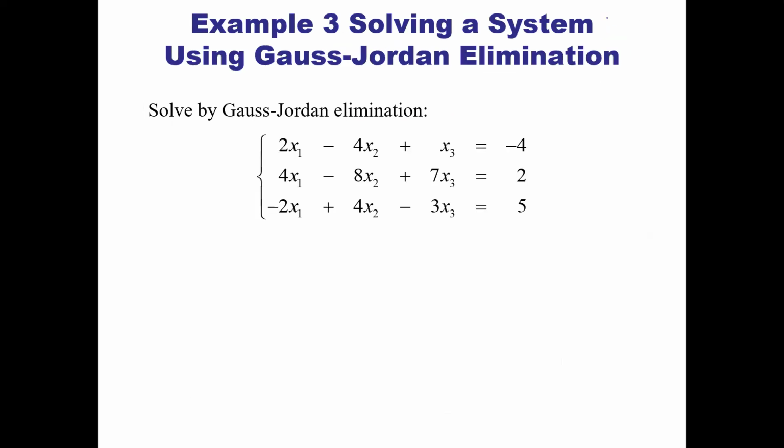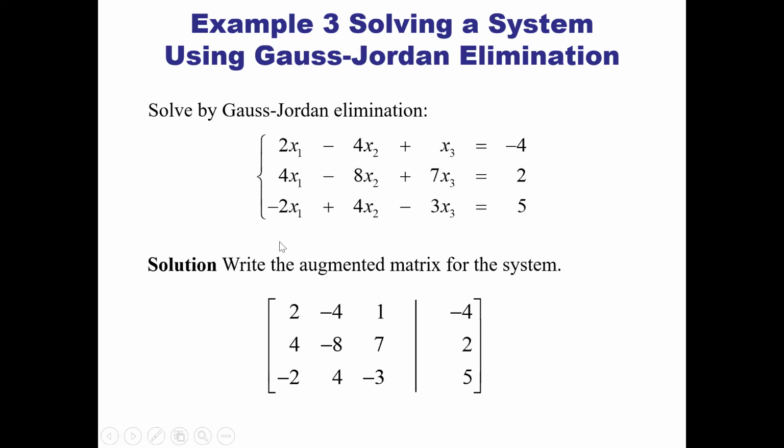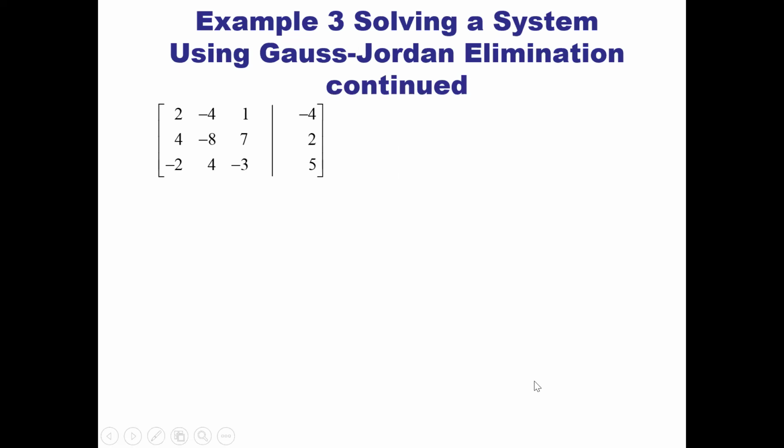All right, so looking at this one. Solved by Gauss-Jordan elimination. So again, write the augmented matrix. And now what we need to do is simplify. So I'm going to take half of the first row as my first step, and that's going to be my new first row. Take negative 2 times the first row, add it to the second row, that's going to be my new second row. And add the first row to the third row, and that's going to be my new third row.